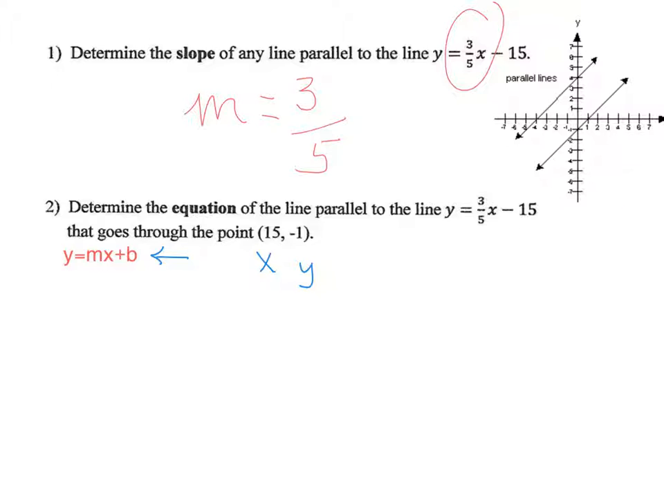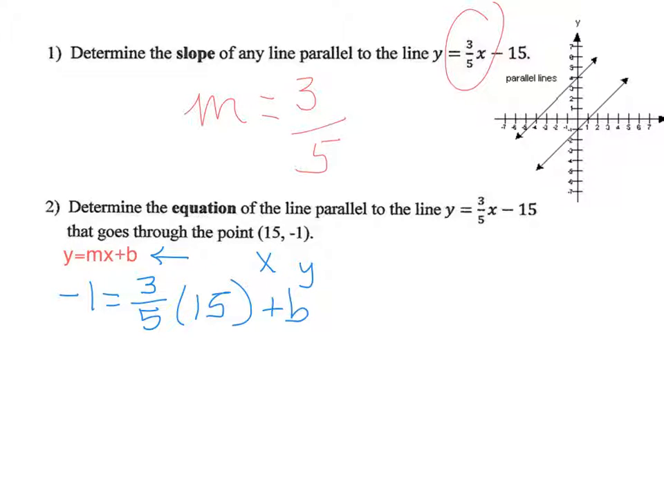So let's do that. Our y value is -1. We said m is 3/5. We know what x is: 15. And then we're going to add b to that, and we don't know what b is, but we're going to find out. Now, following the order of operations, we're going to multiply 3/5 times 15.